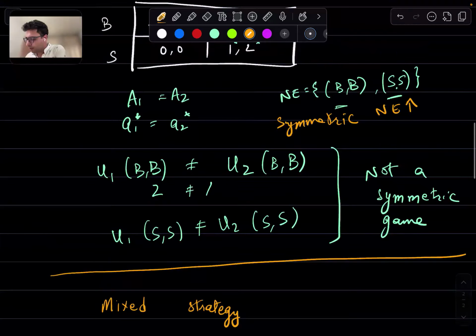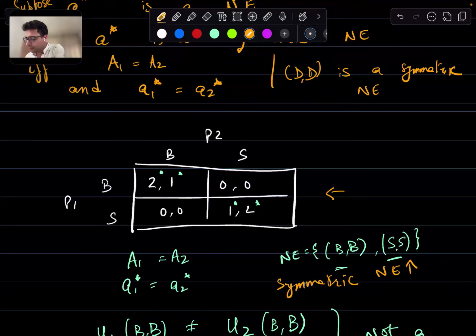So remember a game like this? You can choose to play B or you can choose to play S. What if you mix between the two? So you play B two-thirds of the time and S one-third of the time. That would be a mixed strategy, right? So a mixed strategy is a probability distribution over pure strategies. So it's a probability distribution over all of the actions that you have available to you. Every pure strategy is also a mixed strategy.